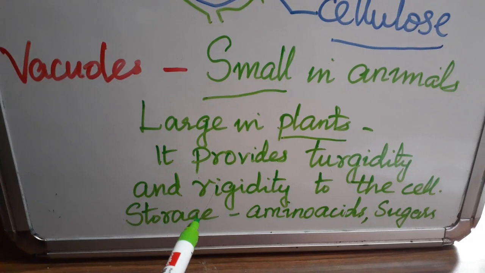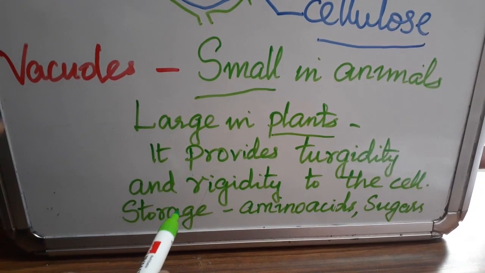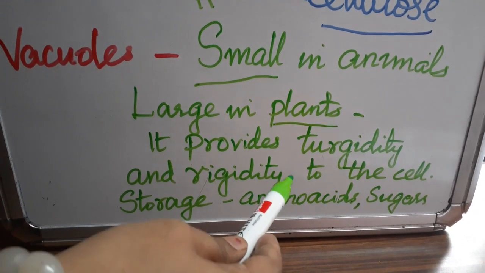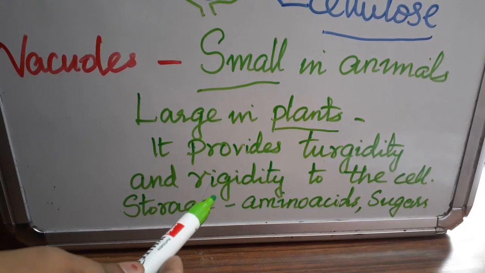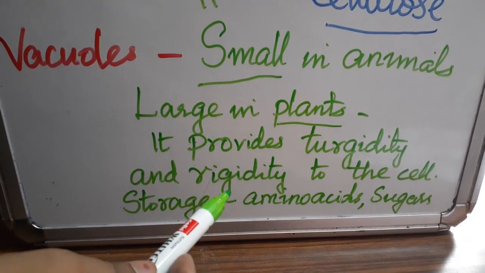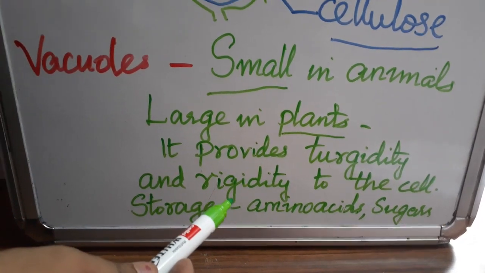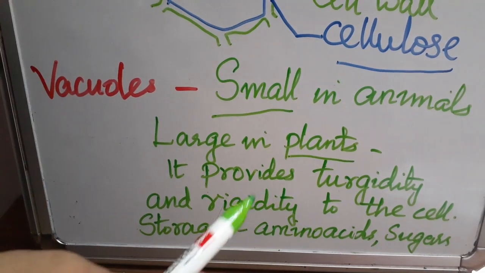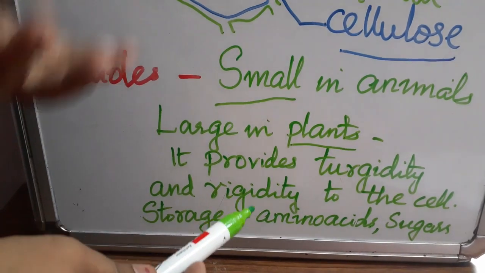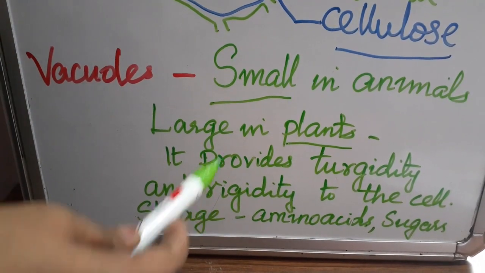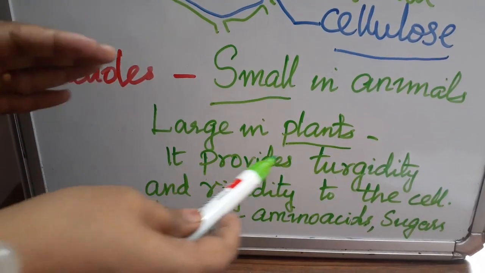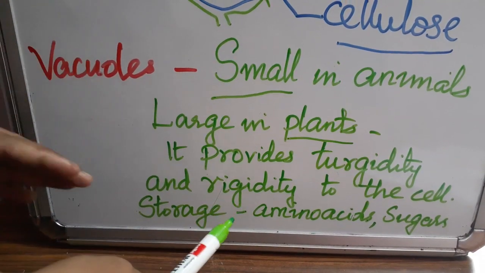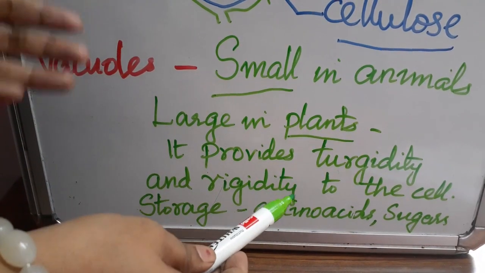And some other important functions of the vacuole are that it will store amino acids, sugars, and many other proteins. In the case of a single-cell animal like amoeba, the food vacuole contains the food item that the amoeba has consumed. In some unicellular organisms, specialized vacuoles also play important roles in expelling excess water and some waste from the cell. So in the case of plants, it will provide turgidity and rigidity to the cell, and it is for storage. It will store amino acids, sugars, and some types of proteins.